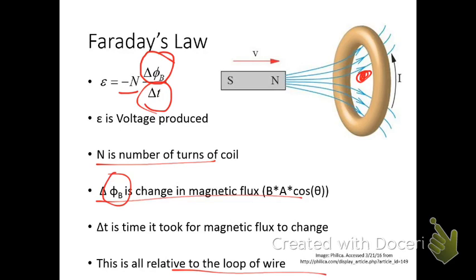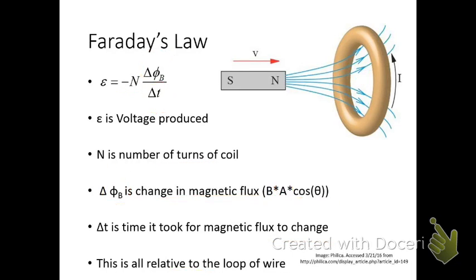If the magnetic field doesn't change, but the cross-sectional area of the wire does, you get a voltage. If the magnetic field and the cross-sectional area don't change, but theta does, which is the angle relative to the field lines that the cross-sectional area has, then you get a voltage. Nice. And delta t is the time it took the magnetic flux to change. So the faster you can change this flux, the more voltage you're going to get out of it.